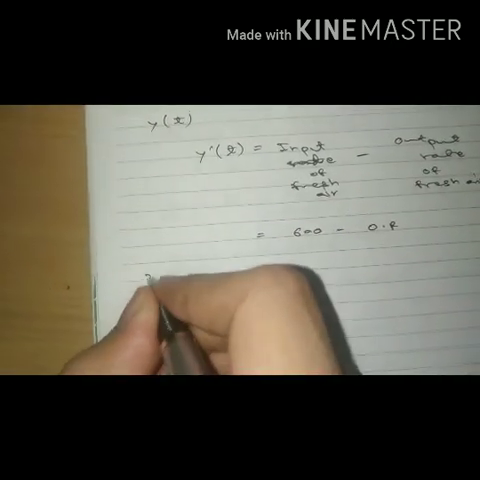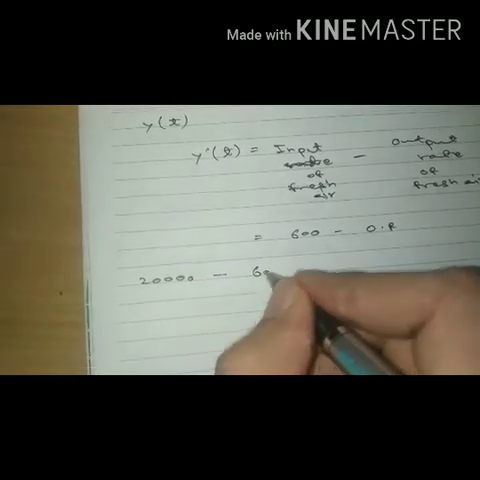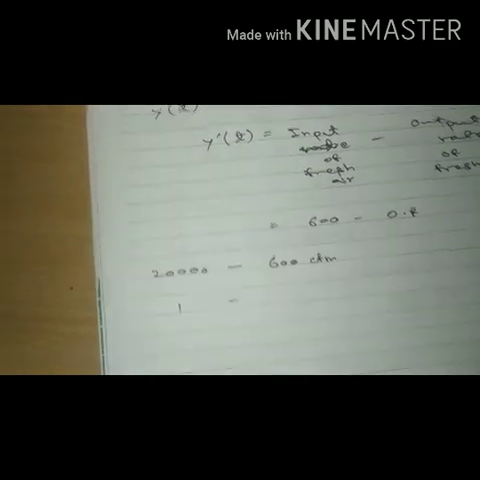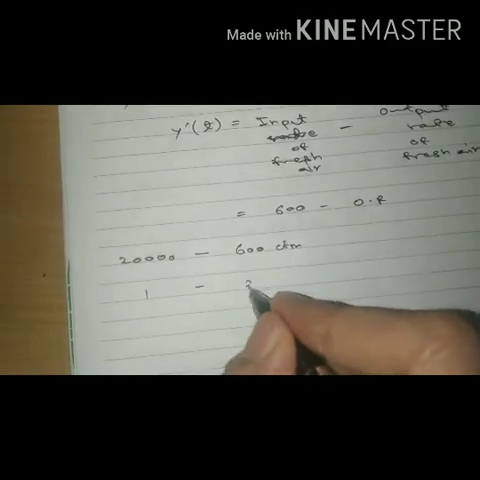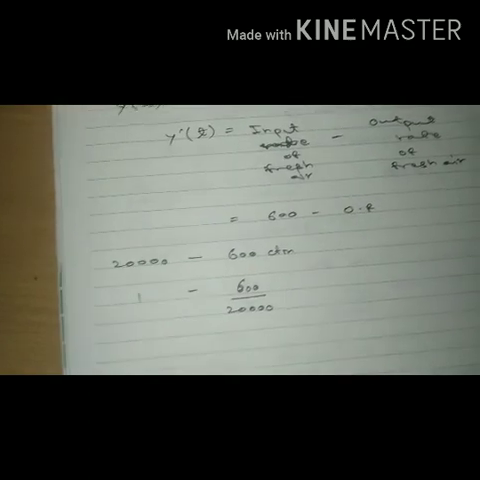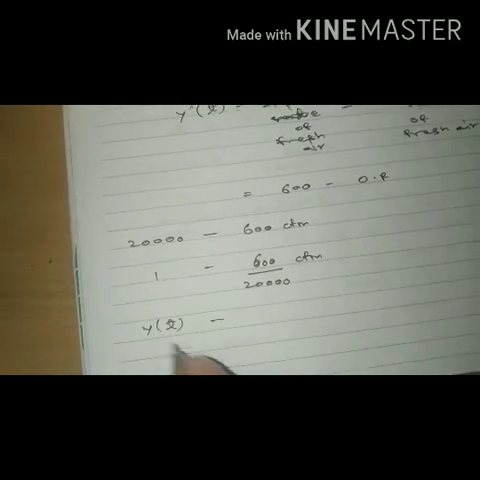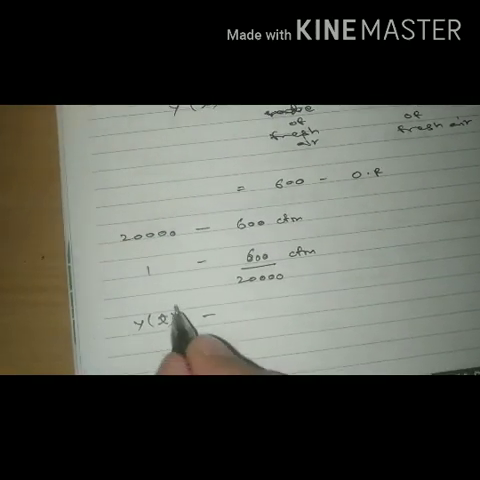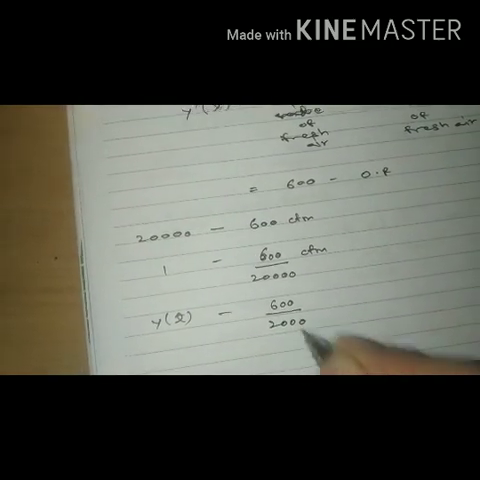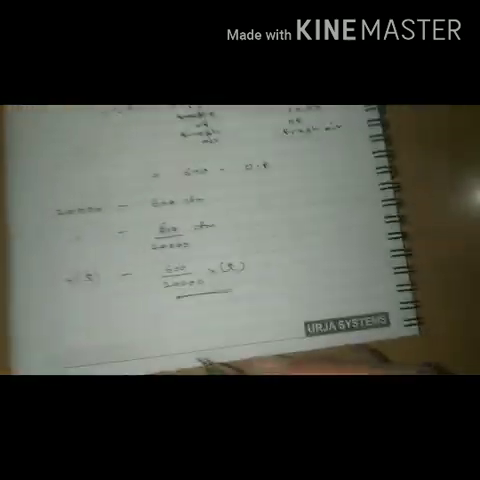The unitary method says: if we have 20,000 cubic feet of air and it's flowing out at the rate of 600 cubic feet per minute, what is the rate for 1 cubic foot? It will be 600 by 20,000 cubic feet per minute. And what will be the rate for y(t)? y(t) is the concentration of fresh air. So what will be the rate for the fresh air going out? It will be 600 upon 20,000 into y(t). This will be the rate of fresh air going out.